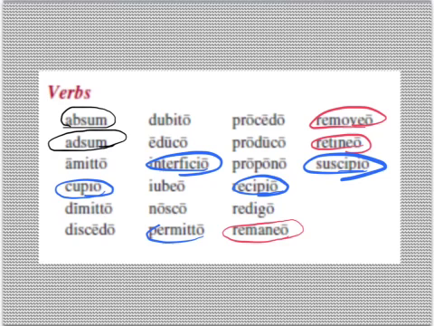And then for my O's, I'll see which ones are first. So that'd be dubito. Dubito would be first. And, oops, I missed. Habeo is also second. And then the rest of these guys right here would be third: omitto, dimitto, discedo, educo, nosco, proceedo, produco, propono, and redigo.